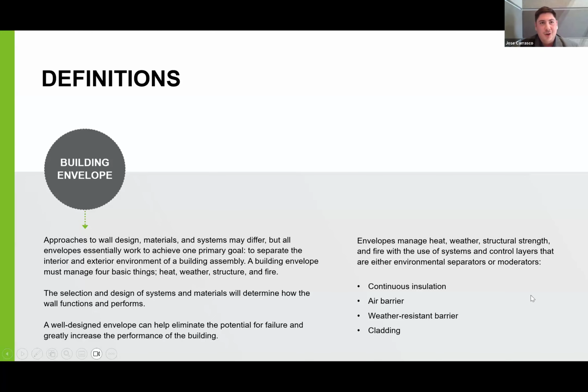Some additional definitions. So you'll also hear the term building envelope a lot today. And when we talk about building envelope, we're really talking about the systems and materials that work together to separate and form a barrier between the interior and exterior environment of a building. Typically, your building envelope is going to consist of four main systems. It's going to be continuous insulation, an air barrier system of some kind, a weather-resistant barrier, and then finally your cladding. And all of these systems are really going to work to monitor four things, and that's going to be heat, weather, structure, and fire.